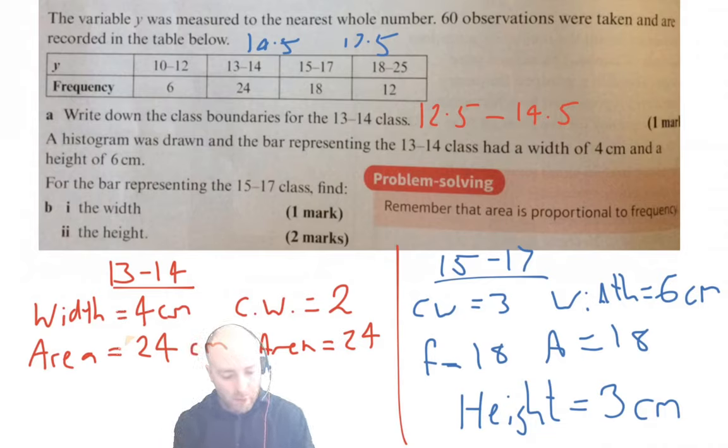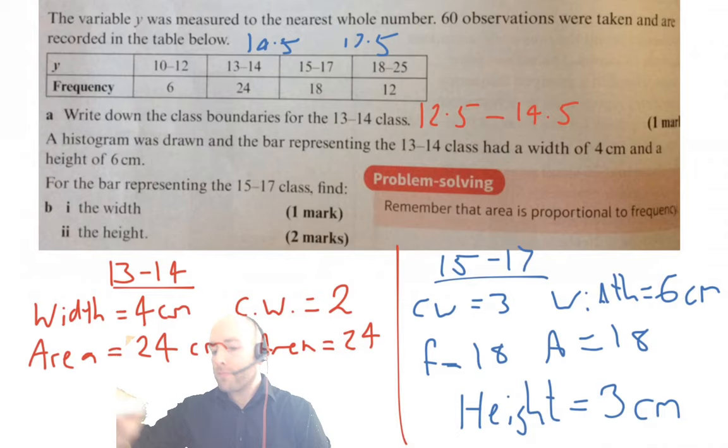Cool. Right. Hopefully no questions there. Thank you. I love the hint. Remember, the area is proportional to frequency. They gave it away with that one. Yeah. So these come up quite often. If you get a histogram question, there'll usually be one of these on there as well.